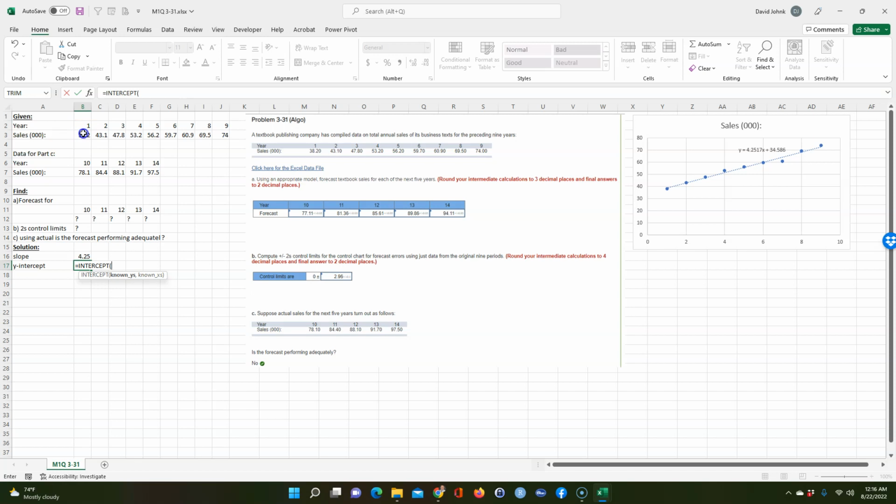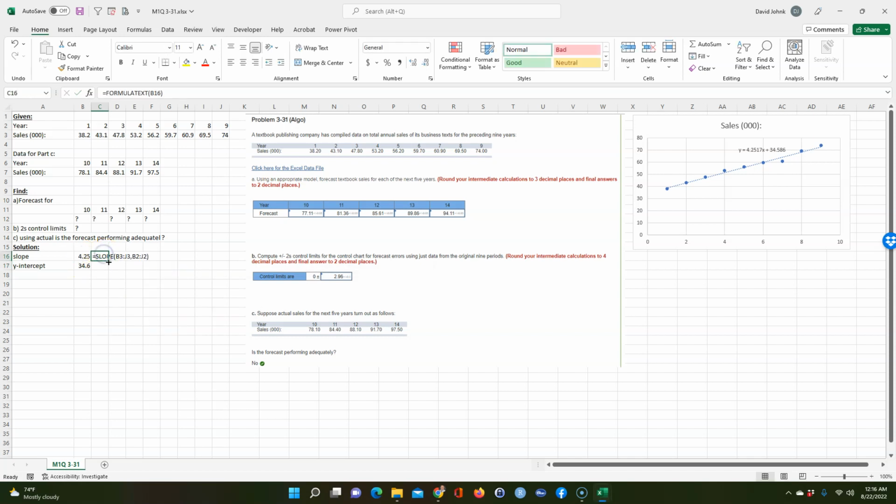Again, the known y's are my sales data, that's my dependent variable. My independent variable is my year. And you can see that's the same thing here, 4.25 and 34.6. It's just rounding it off, right? Let me put the formula in here.